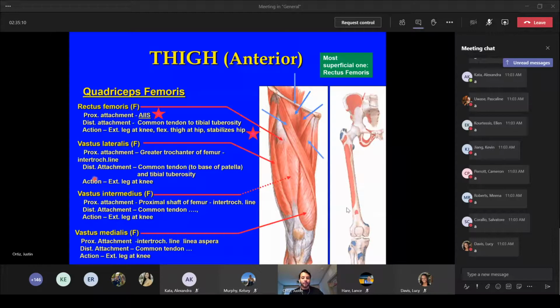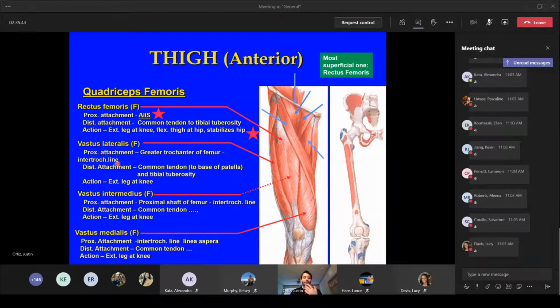I put a star here because the rectus femoris is a 2-joint muscle. None of the other quadriceps muscles are 2-joint muscles, only the rectus femoris. The reason why is because the rectus femoris attaches to the anterior inferior iliac spine, so the AIIS, right? So that's going to be the rectus femoris, which is part of the hip, right? So it's going to cross the hip joint, and it's going to attach to the common tendon of the tibial tuberosity, right? So it crosses the hip joint as well as the knee joint, which is why the rectus femoris is going to be a 2-joint muscle.